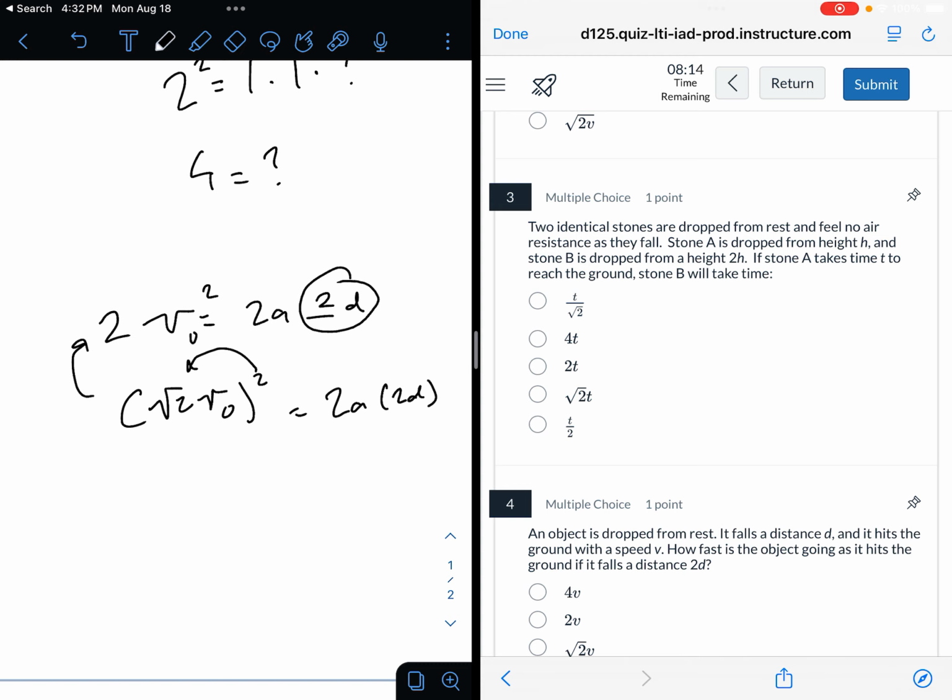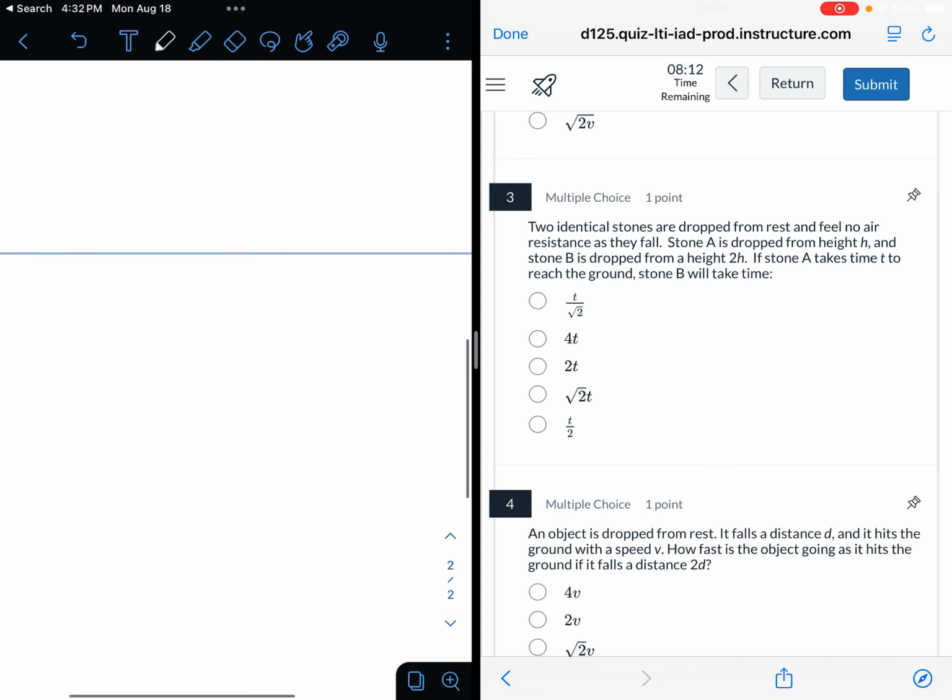So what physics equation am I going to use? Remember, I'm looking at which two variables are changing in this case, and they are going to be height and time. I'm trying to see how changing height affects time. Those are my two variables. V initial is going to be the same, and acceleration is going to be the same in both cases because it's free fall.